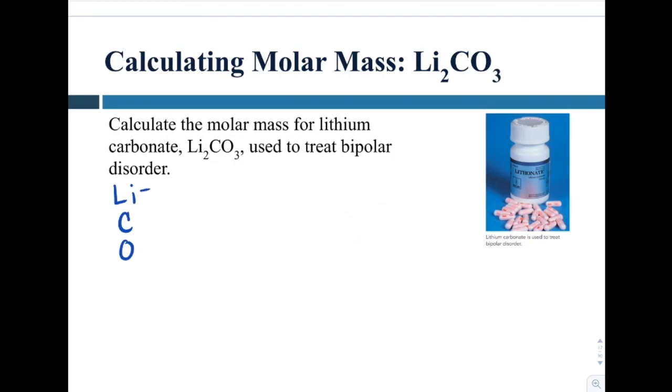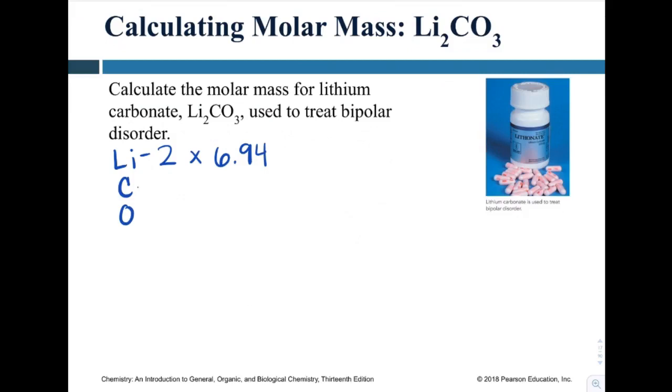The lithium, how many lithiums do I have? I have 2 lithiums. Each lithium, if I look on the periodic table, weighs a certain amount. And so if we look on the periodic table, we see that lithium is 6.9, I think it's 6.97, let me check.